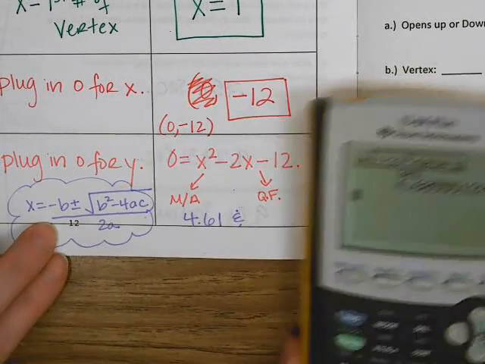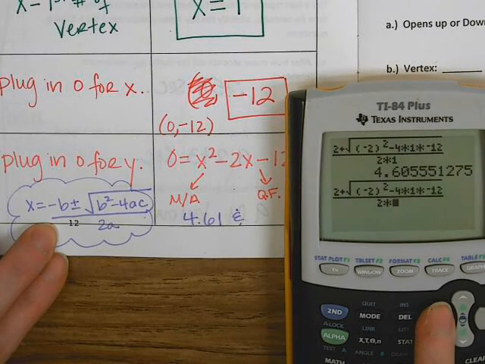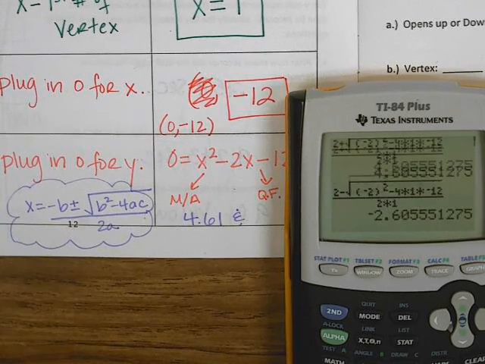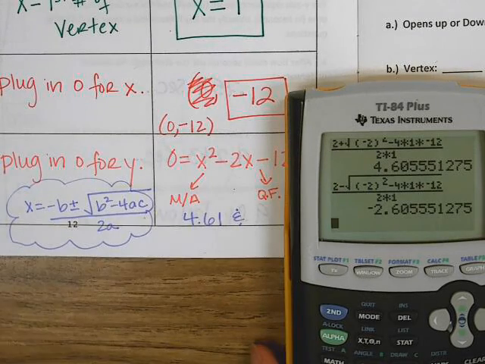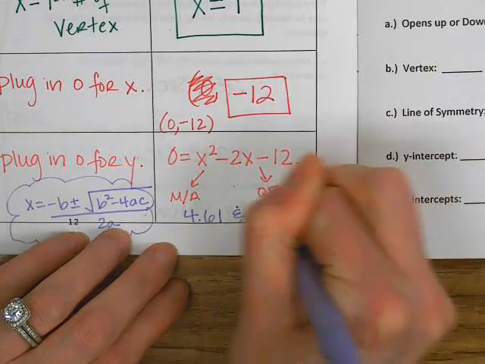And the second answer, remember we went up and changed the plus into a minus, and that one is negative 2.61. So those are your x-intercepts.